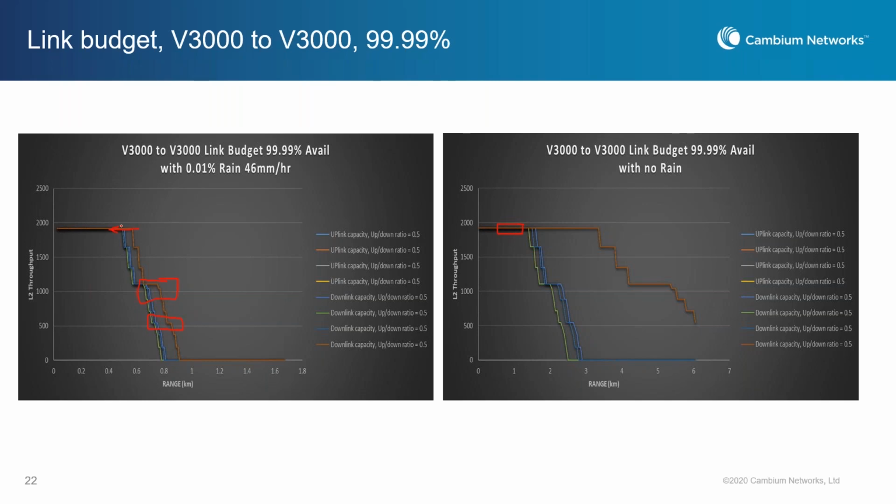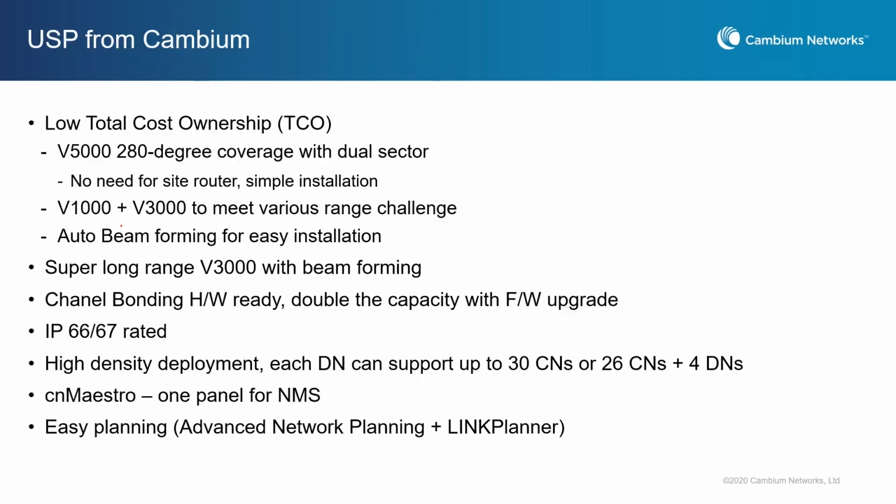So with that, let's summarize what's ready from Cambium. When we design this product line, one of the key things we focus on is total cost of ownership. Traditionally, when we put in a radio, we put in a radio for 90 degrees or 120 degrees per sector, and then you put multiple radios to cover a site. That is in our PMP 450 line. On the ePMP line, we did that as well.